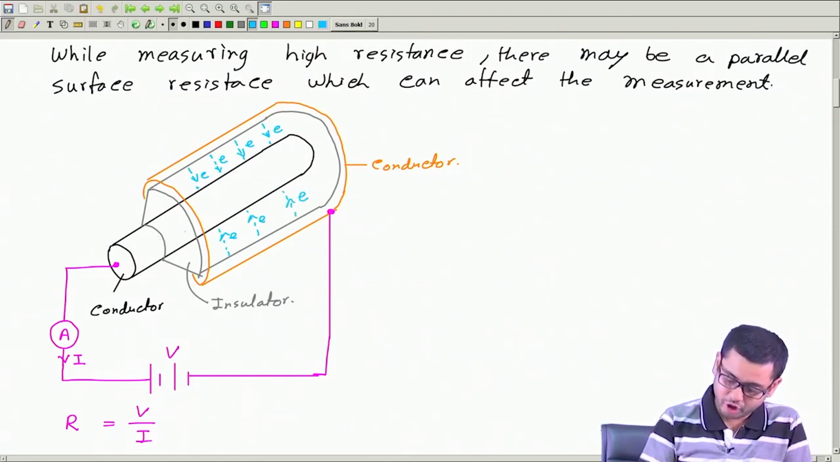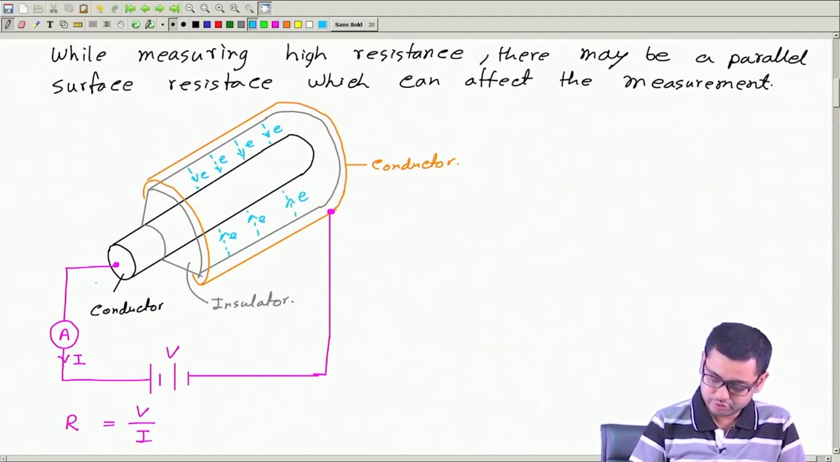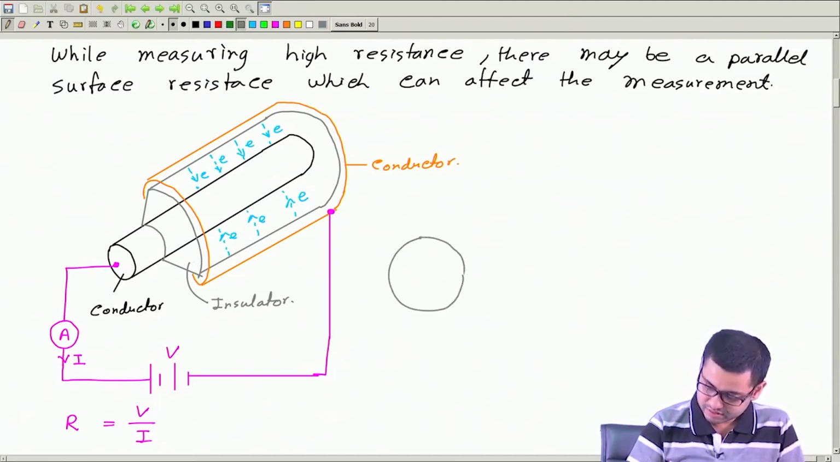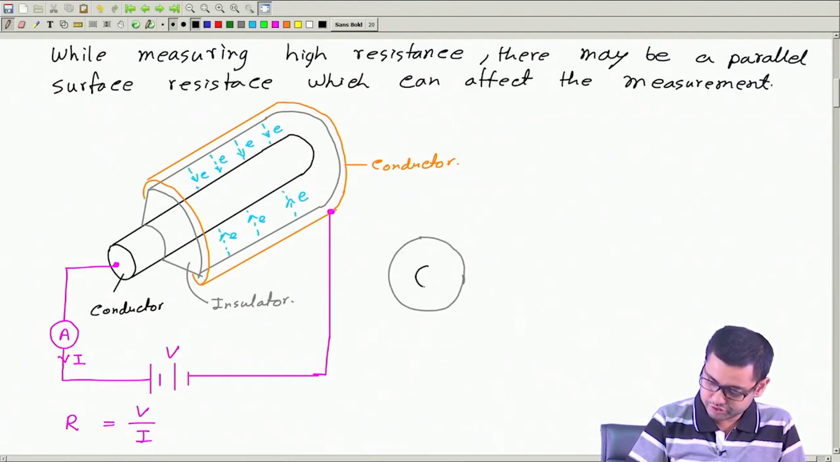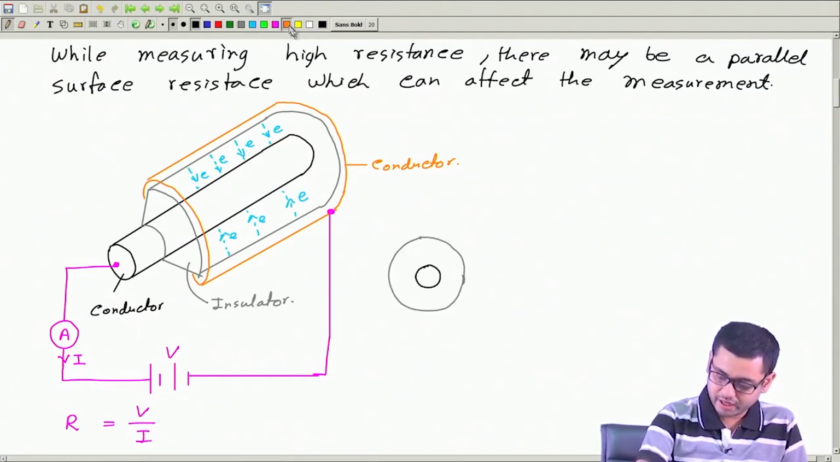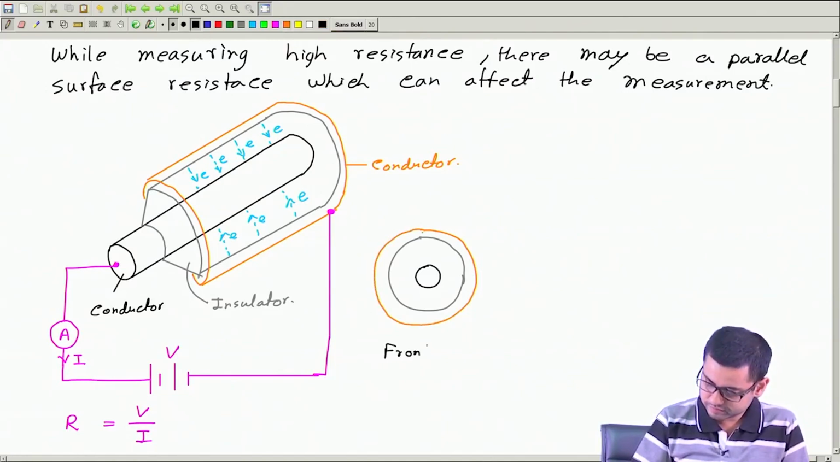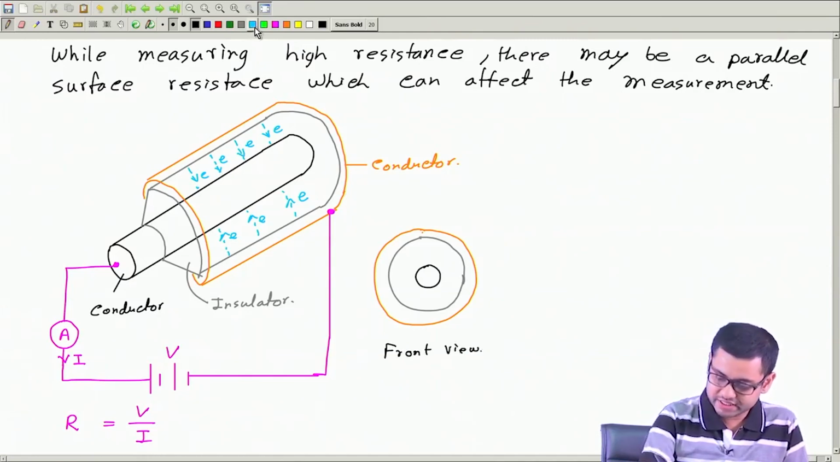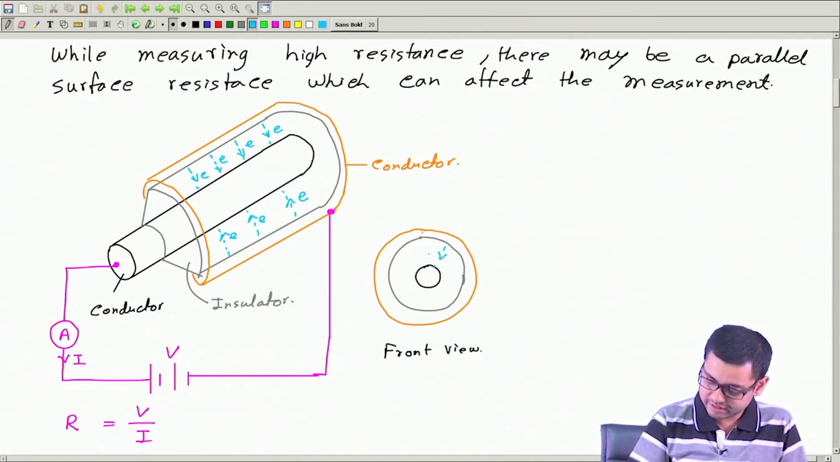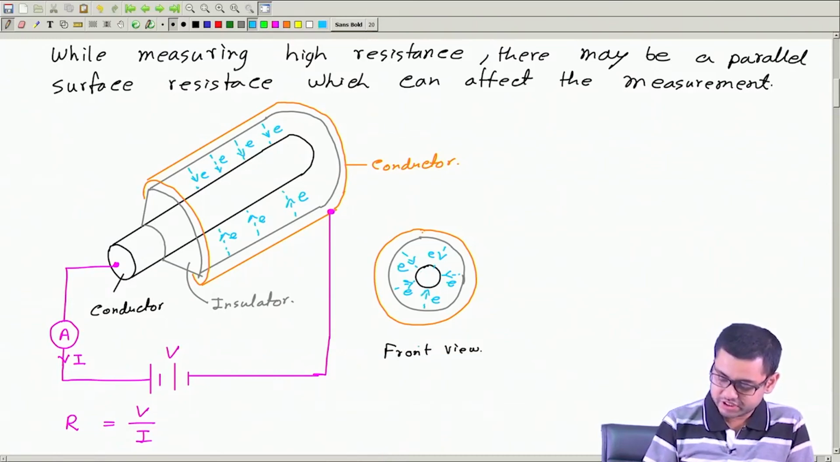Okay. So, if we see from the front, the front view, we shall see that this is my insulator, then we have this central core and outside we have this sheath. So, this is the front view. We shall see electrons flowing like this radially everywhere from the outer sheath to the inner core. So, this is how the electrons flow.